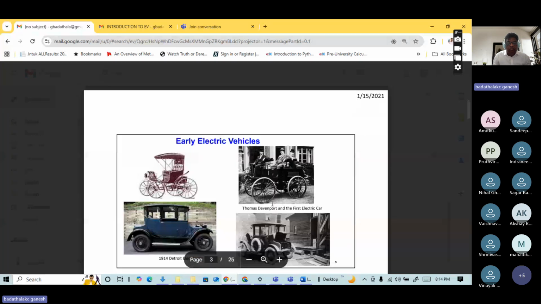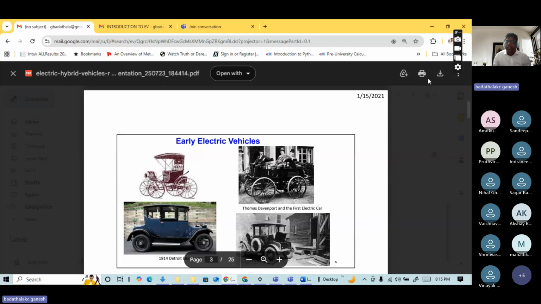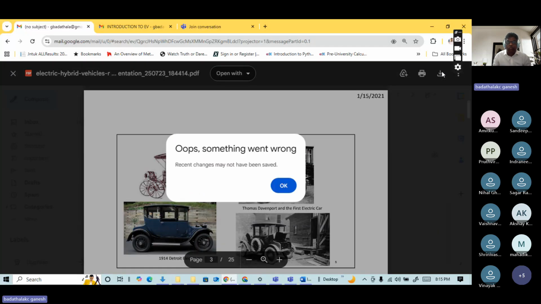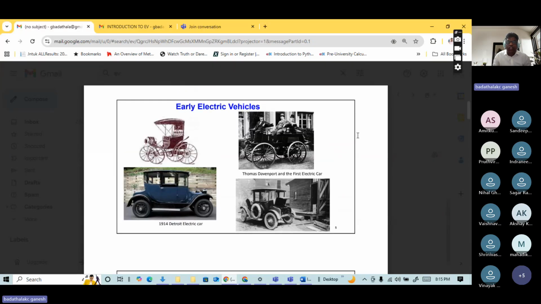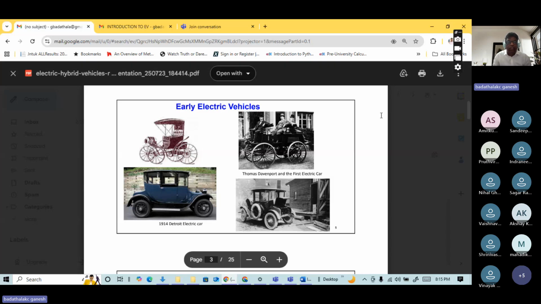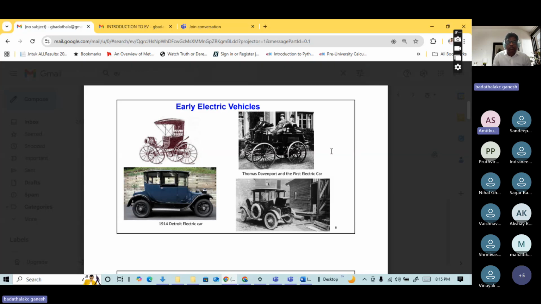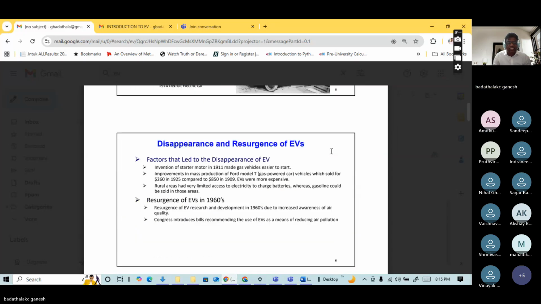Can you see the vehicles, my dear friends? Can you see the vehicles? 1914, yes, Detroit car and all that. Should I download this one? I think it is better I download it. Okay, you can see it right now, because I need to find out where I got it downloaded. Can you see these cars? Yes, sir. We can see.